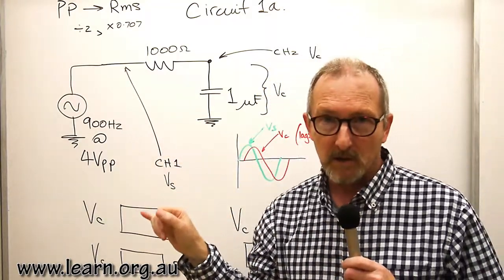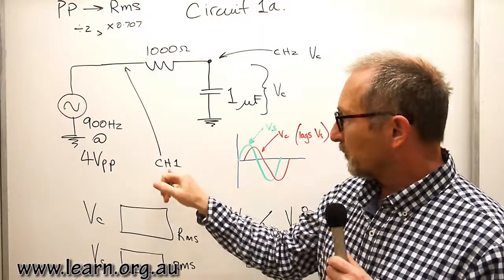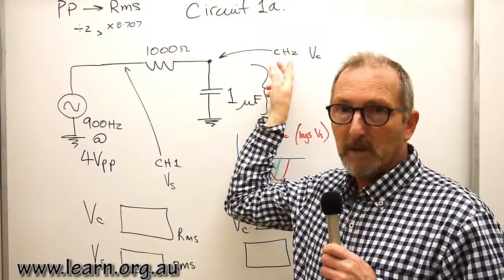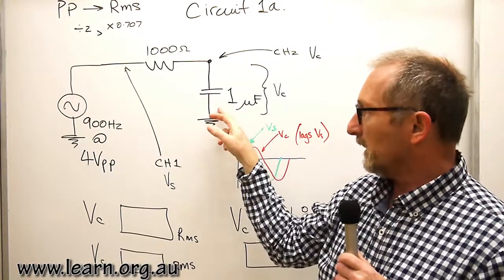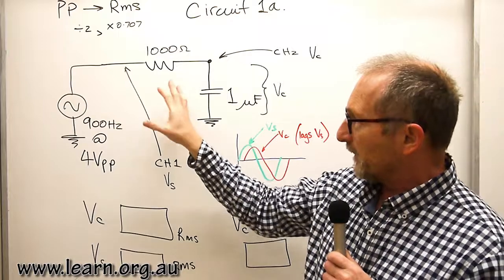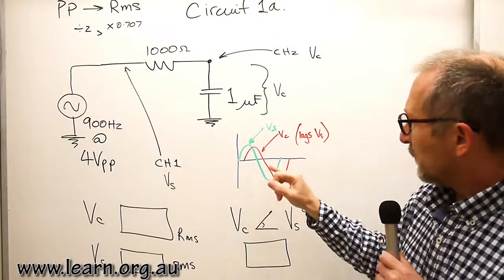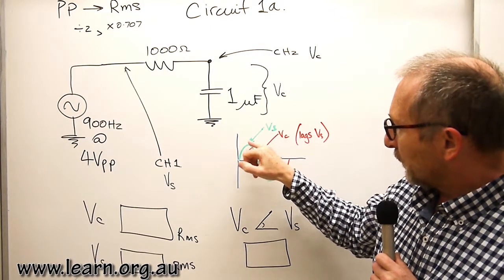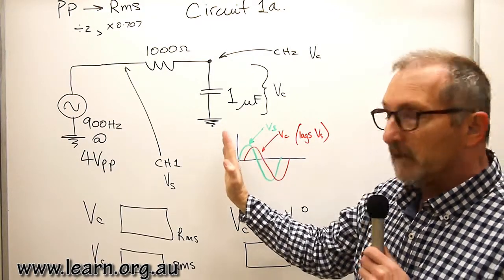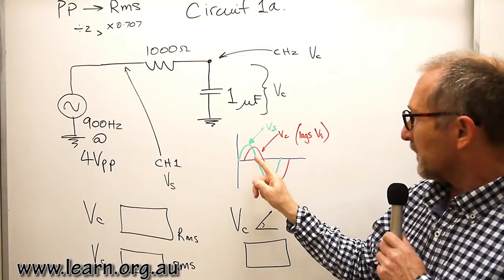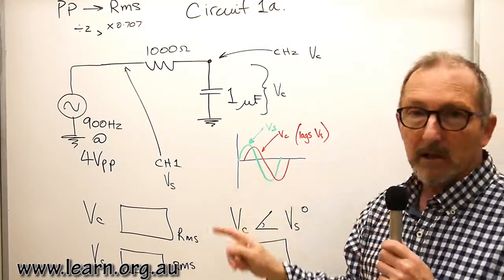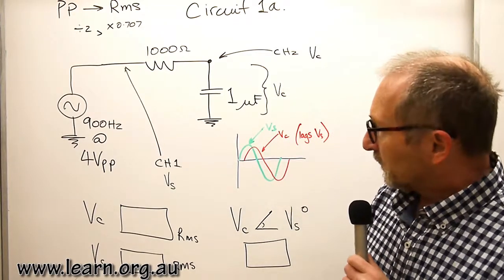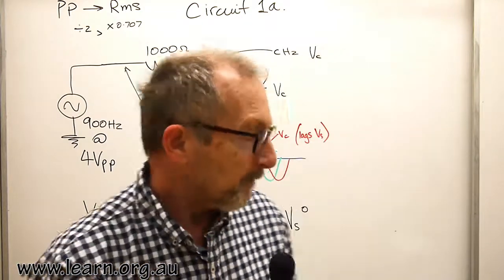We'll be using the oscilloscope in two-channel mode, using channel 1 to measure the supply voltage and channel 2 to measure the capacitor voltage in the circuit. If you think about this circuit, we should see the source voltage, the supply voltage, actually leading in time the voltage that we measure across the capacitor. I'll demonstrate that in just a second using a phasor diagram. But let's explore the circuit a little bit more.